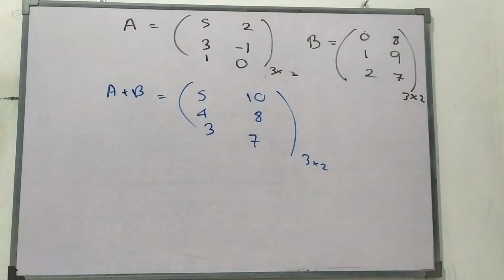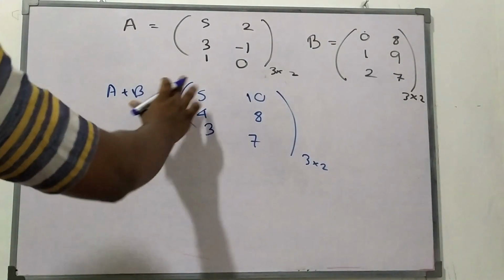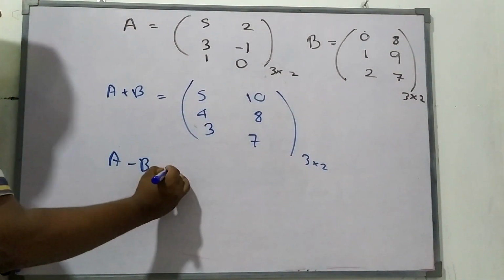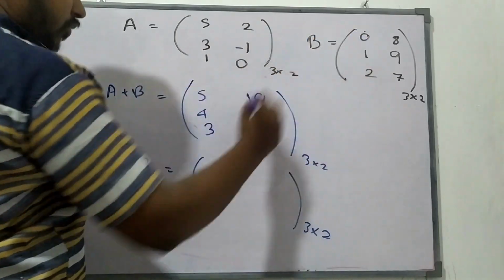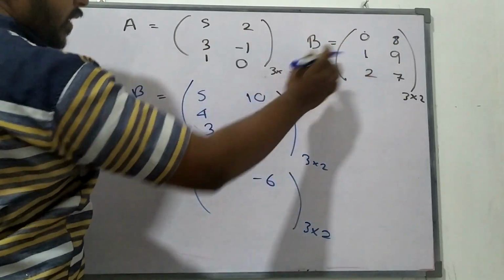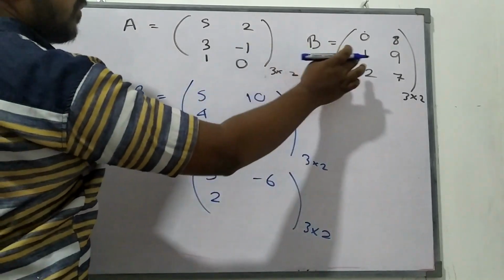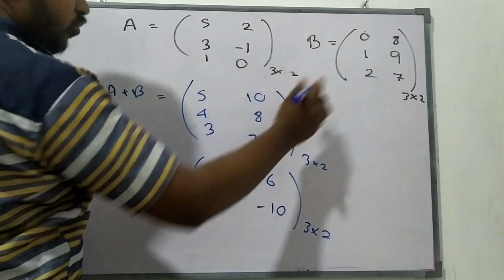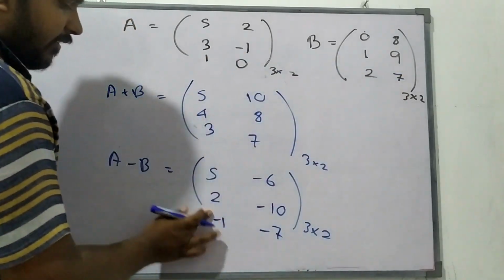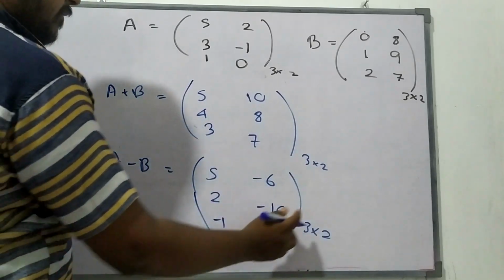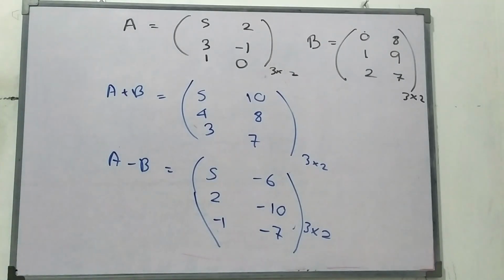So likewise, if you add the corresponding elements, you will get the addition or subtraction matrix. So A minus B becomes again 3 by 2: 5 minus 0 is 5, 2 minus 8 is minus 6, 3 minus 1 is 2, minus 1 minus 9 is minus 10, 1 minus 2 is minus 1, 0, 7 minus 7. This is the subtraction one, and this is the addition one. So we add the corresponding elements together to find the addition or subtraction matrix. You just need to understand the only condition to be satisfied for adding or subtracting matrices: the order should be the same for both matrices.